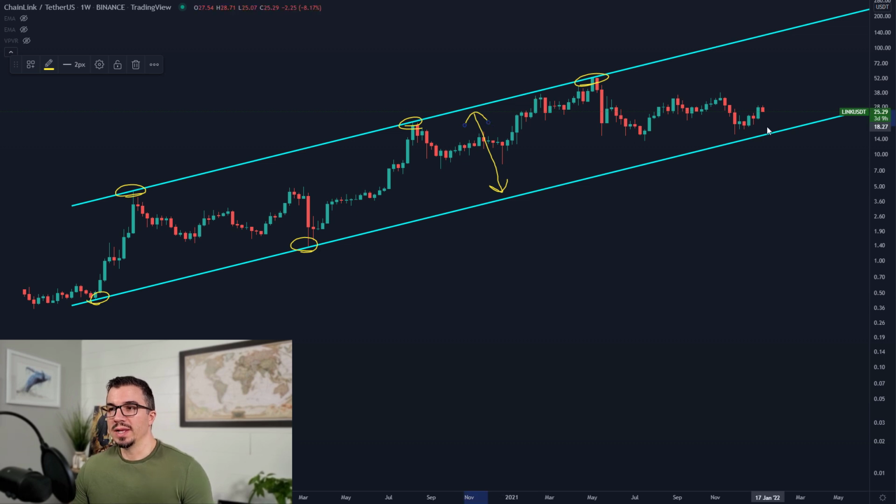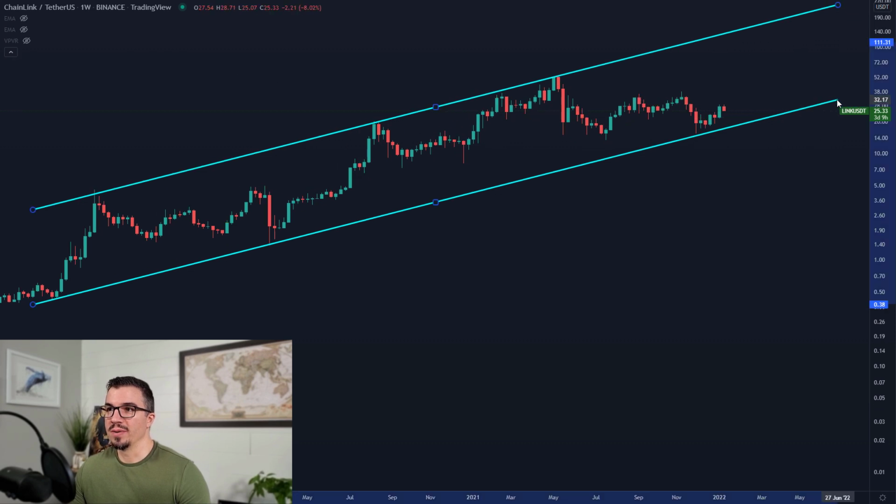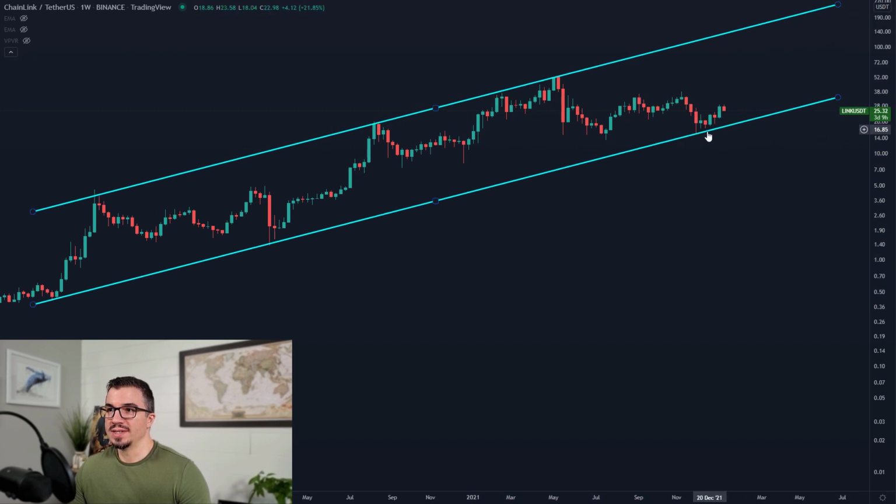Now, you'll immediately notice that this last drawdown doesn't appear to have tested channel support. Typically I would not be this picky about a level because I would say, well, there's a pretty good chance that this level could be drawn a little bit higher, in which case we did see Chainlink retest support recently. And there is a chance of that.